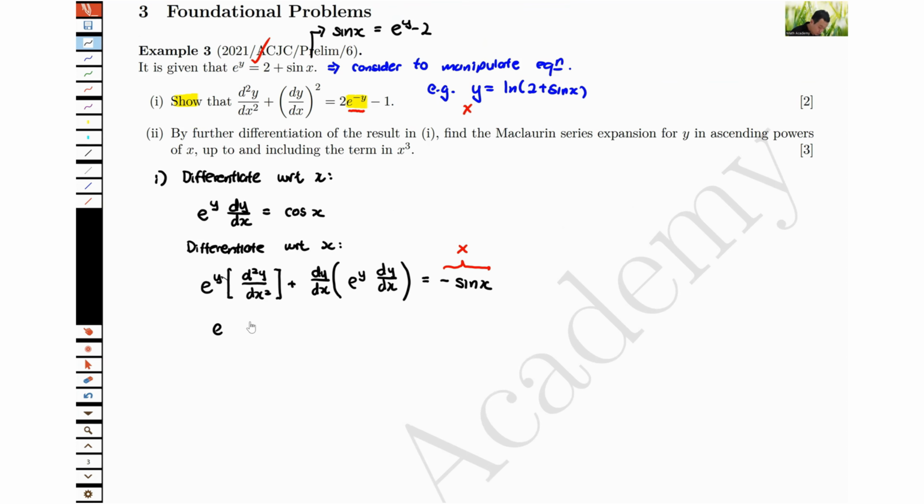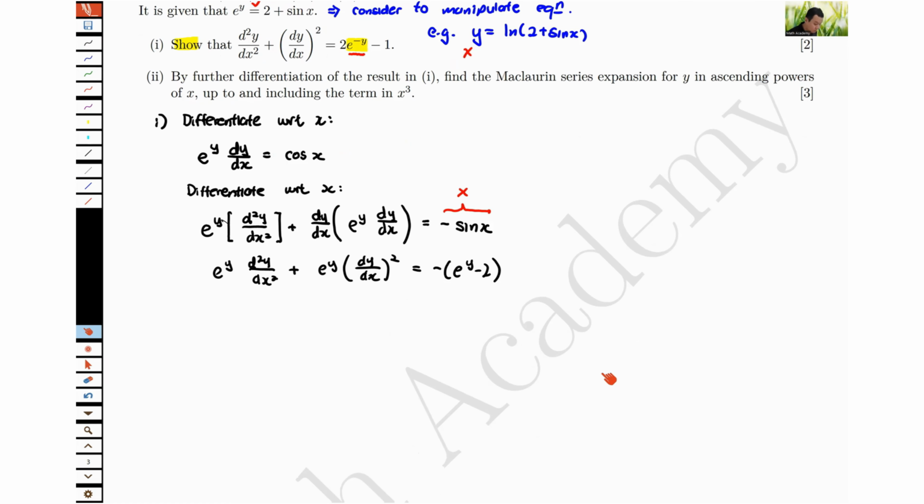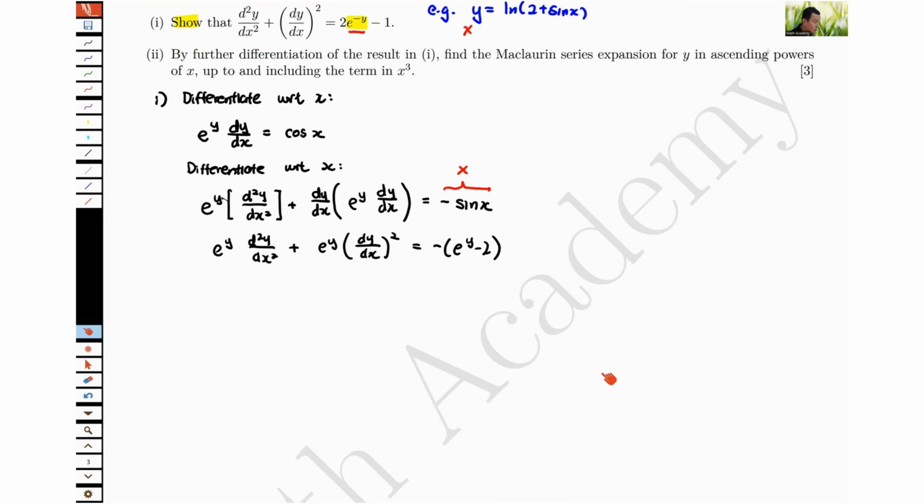Okay, so let's continue. Next line. We're almost there to get the show equation. We will just be dividing throughout by e^y, and we can get the show equation. e^y is the extra term throughout.